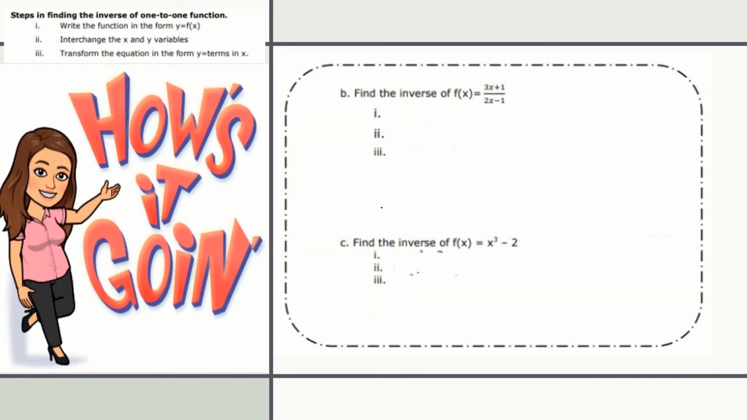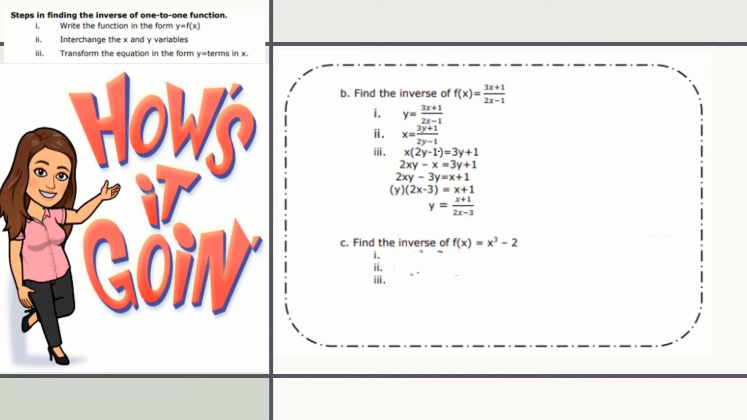We still have examples B and C. Recall the steps. I've written them here for your reference. Write the function in the form y is equal to f of x, interchange the x and y variables, transform the equation in the form y equals in terms of x. Let's go to letter B. Find the inverse of f of x is equal to 3x plus 1 over 2x minus 1. First step, y is equal to 3x plus 1 over 2x minus 1. Second step, we simply exchange y with x and x with y. We get x is equal to 3y plus 1 over 2y minus 1.